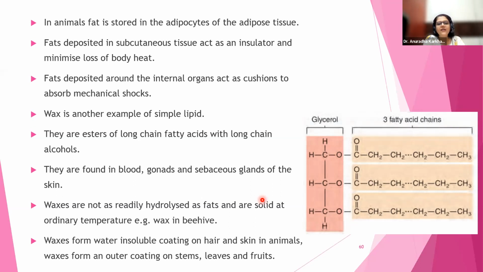Okay. Waxes form a water insoluble coating on hair and skin in animals. Waxes form an outer coating of stem, leaves and fruits. So we know cuticle, right? Then we know something called suberin. All of these are going to be rich with fats. Yeah, look at this triglyceride. This is your glycerol molecule with 3 fatty acids. 3 fatty acid chains. Okay.